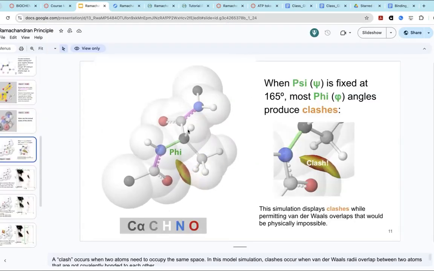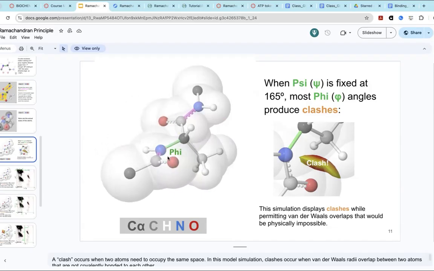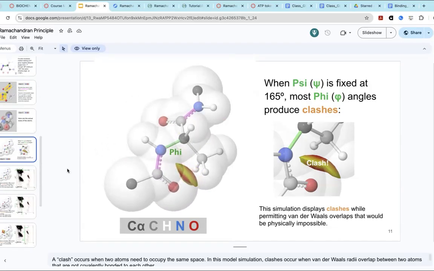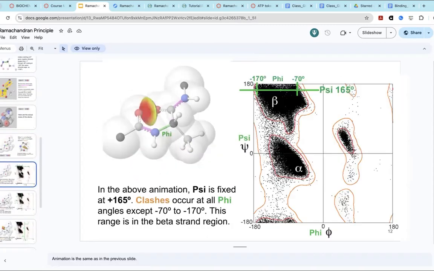You can see that if you were to fix one of the angles in place and rotate the other angle, there's only going to be a set of regions in which you don't see those clashes. You don't get those van der Waals overlaps. That would be physically impossible. So the allowed regions are going to be points that you'll find clustered on a Ramachandran plot.